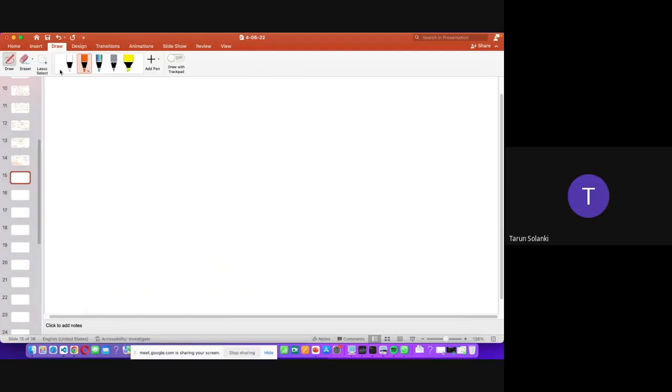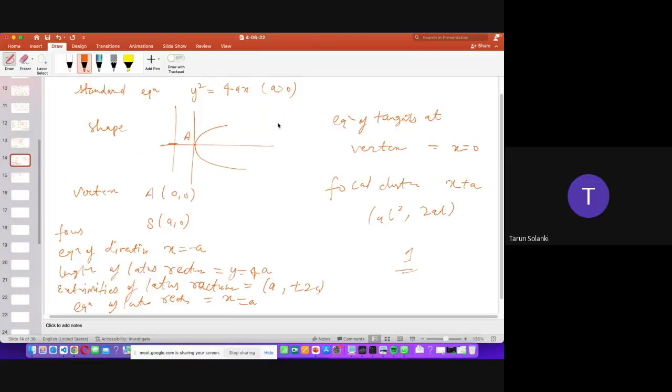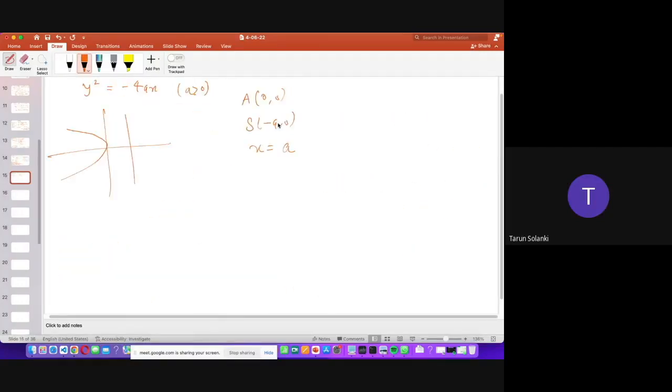Okay, next is y square is equal to minus 4ax, and a is greater than 0. So the graph for this will be like this. Again, the vertex is (0, 0). Focus is (minus a, 0). Equation of directrix will become x equals a. Here it was x equals minus a, here it's x equals a.